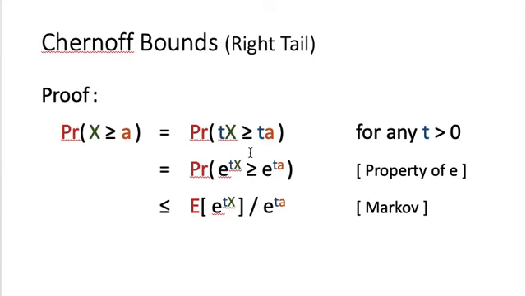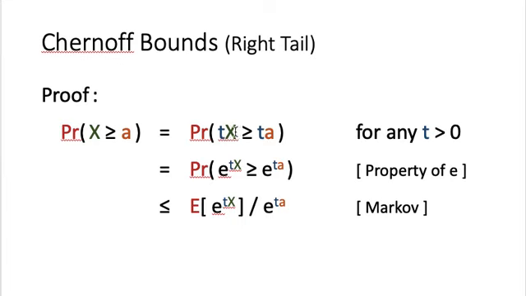To see this is actually the property of e, the property of e to the power x. For a function of e to the power x, it is always increasing, because if we differentiate this one, it is still e to the power x.